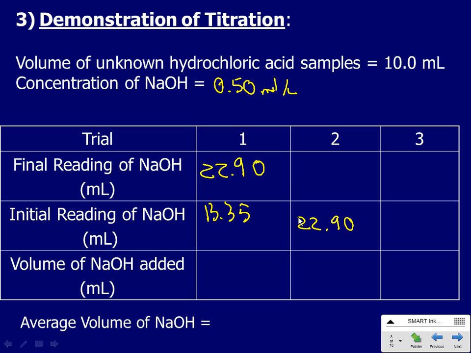I'm going to take my paper so I can read the meniscus. And I've got 32.95. Okay, so that's my demonstration of it. Let's now complete the calculation. So once you've got some real data, you're going to subtract. So I need someone to take the 22.90 minus 13.35.